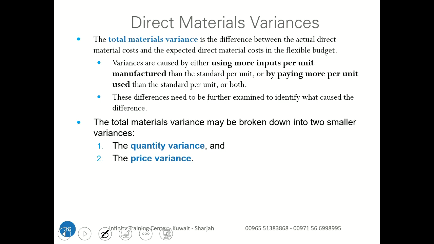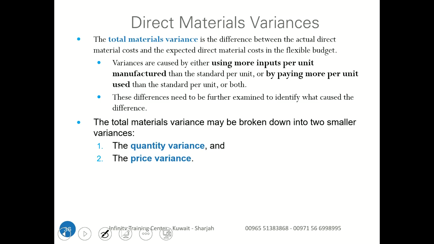Maybe the variance happened because of the price of the raw material or the price of the input. We can say the price of the raw material is higher than the standard, or maybe the price is the same as the standard, but we used more quantity than the standard. So there are 2 ways we can look at the difference. It can be based on price, or it can be based on quantity.